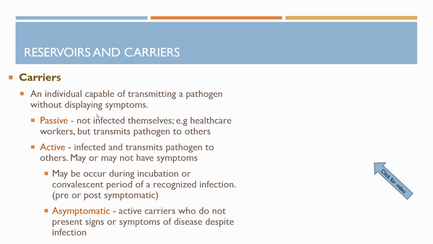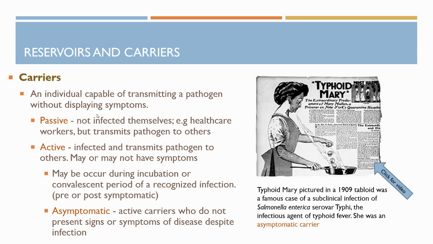So carriers, this would be a human reservoir, an individual that's capable of transmitting a pathogen but doesn't display the symptoms. We can have passive carriers who are not themselves infected. So healthcare workers, for example, who may transmit a pathogen, may have physically been exposed to it, may have it on a fomite, on gloves, on their hands, some other way, and can transmit it, even though they themselves are not infected. Or they can be active carriers who are infected and transmit the pathogen to others. They may be asymptomatic or they may have symptoms. So an asymptomatic person is an active carrier who does not present signs or symptoms of the disease despite being infected. And yes, asymptomatic transmission does happen. It is a thing.